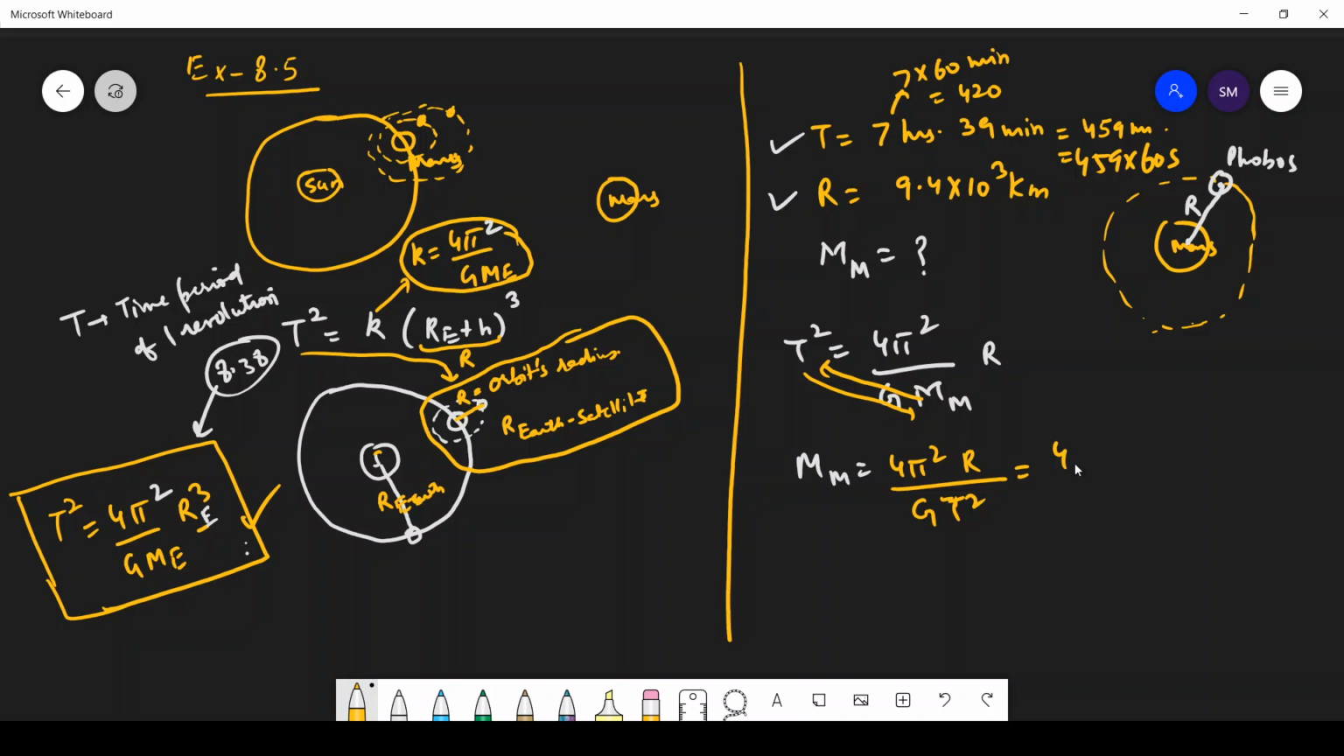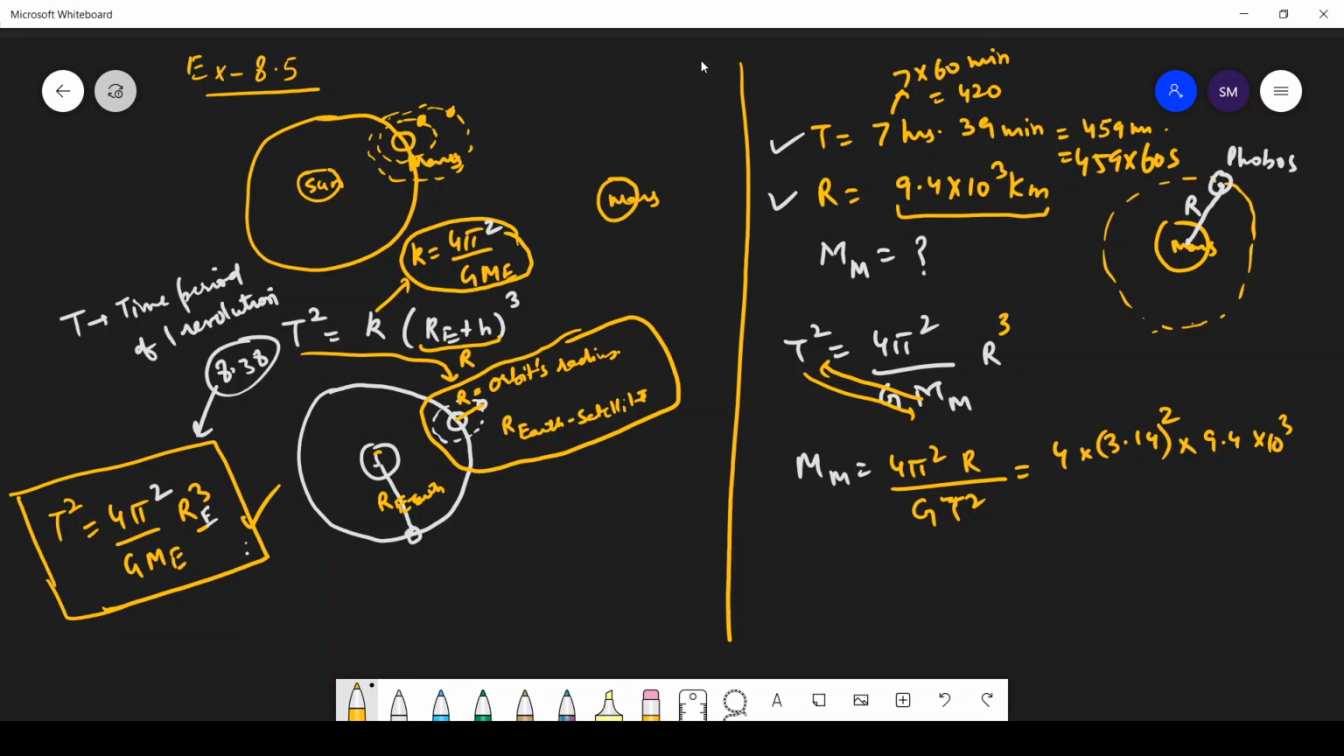Now 4 into, what is the value of pi? 3. Excuse me, sir. Yes. Sir, instead of r, there should be r cube. Very good. Yes, you are absolutely right. So here I have r cube, so definitely it's r cube. And then r cube, so this is your r. So 9.4 into 10 to the power 3.